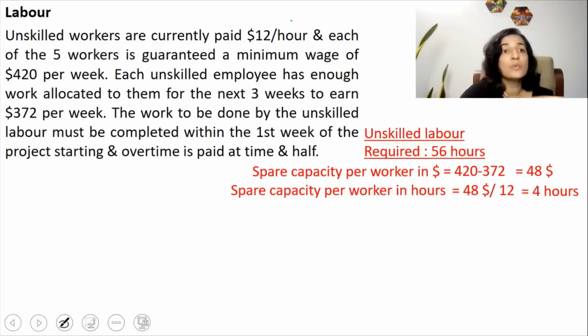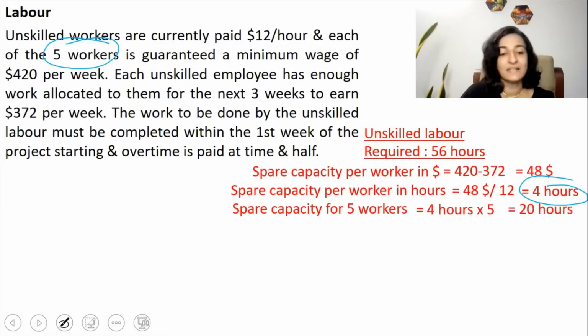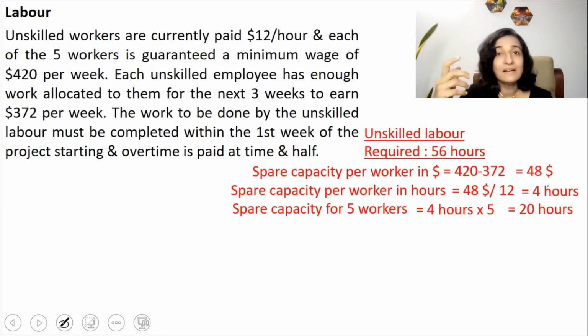And how many workers do we have? We have 5 workers. So spare capacity for the 5 workers. For 1 worker, the spare capacity is 4 hours. So for 5 workers, it's 4 into 5 or 20 hours is the spare capacity. And we have already learned that for spare capacity, the relevant cost is 0. Why? Because for spare capacity, we don't need to make any additional payment.